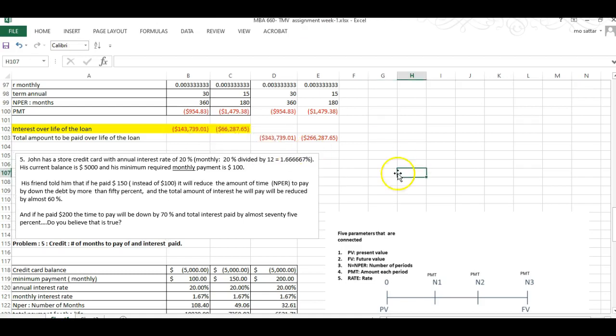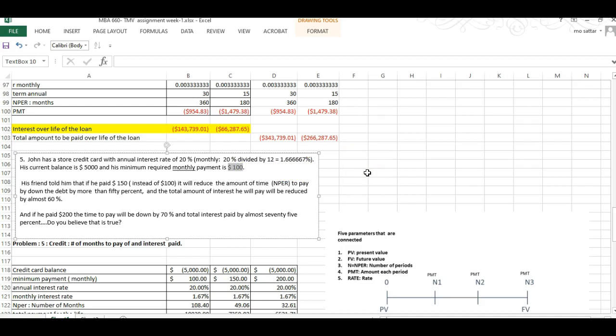Now, the monthly rate will obviously be 20% divided by 12, which is 1.667. So if the annual interest rate for the store card is 20%, the monthly rate, divided by 12, is 1.667. Now his current balance is $5,000 on his account, and the minimum requirement that they say you've got to pay is $100, right? So let's say he gets a statement and it says all you've got to do is pay a minimum of $100 and you are not going to be delinquent.